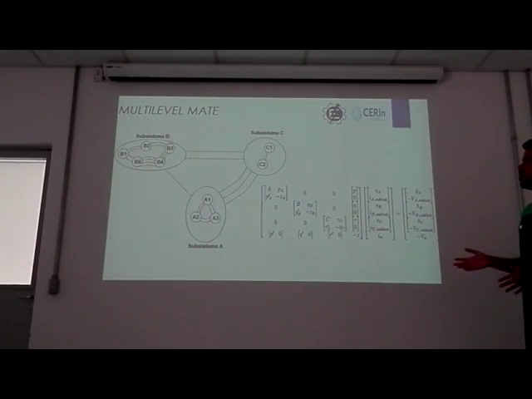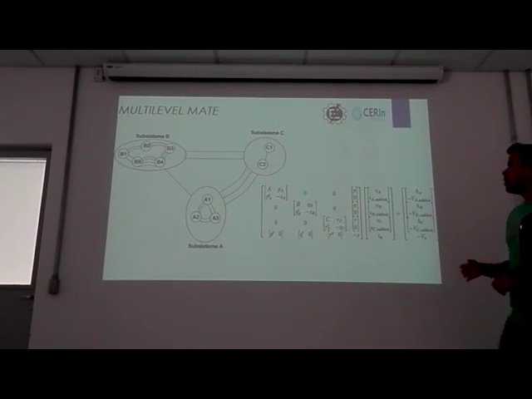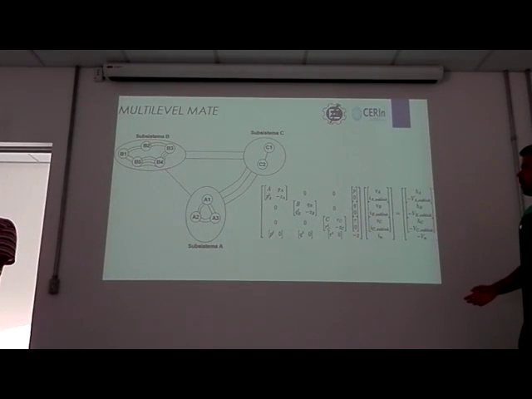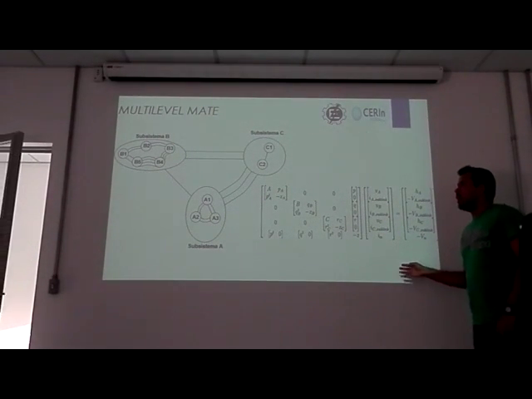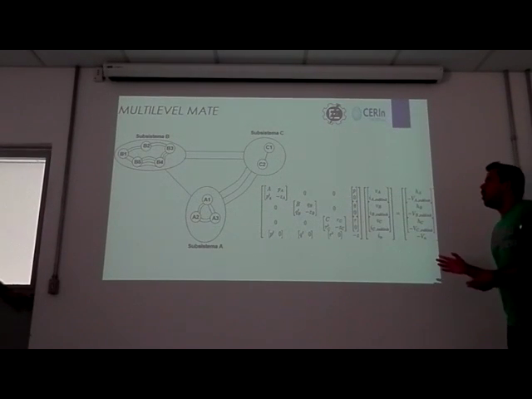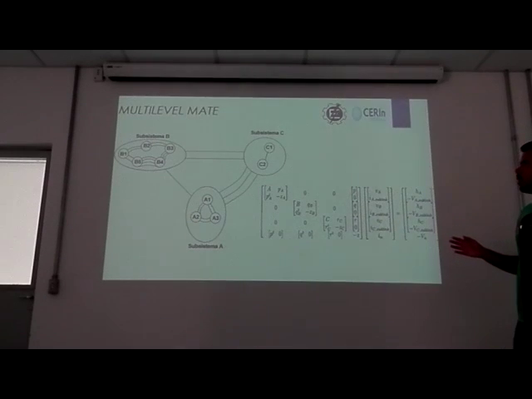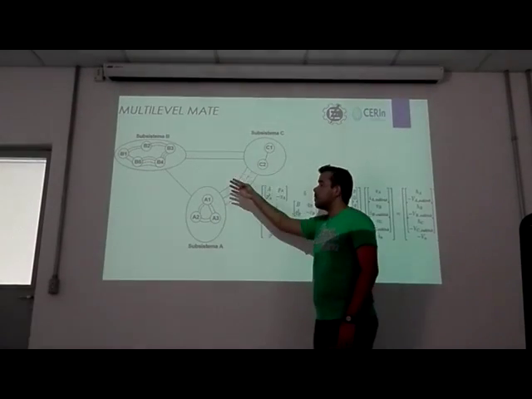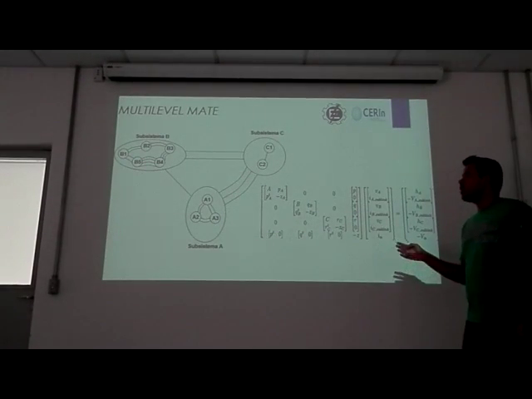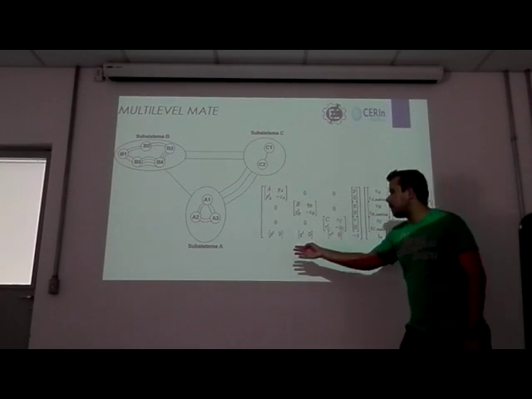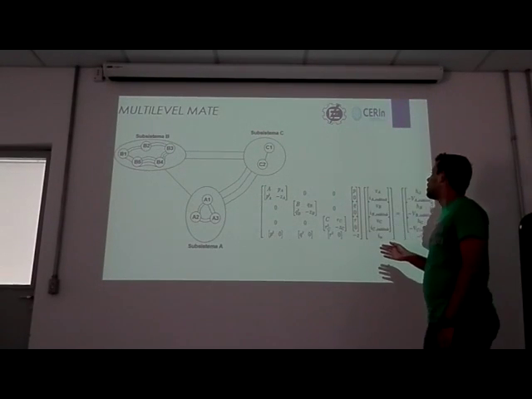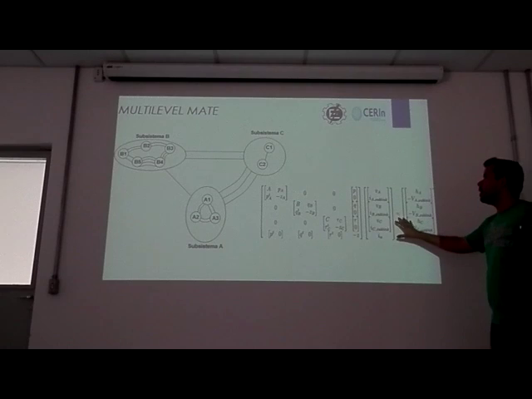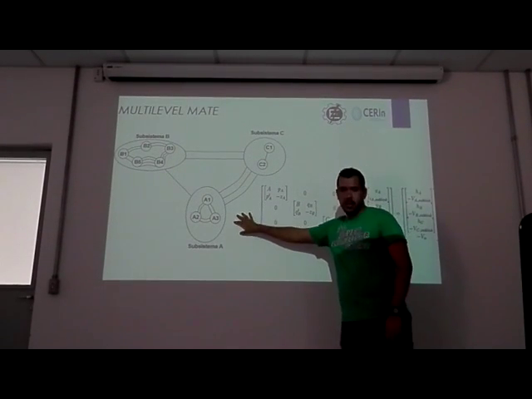Multi-level MATE concept. We use this figure right here to represent a multi-level MATE, and we can see that the multi-level MATE is an extension of the MATE concept. What we have done here is divide each subsystem into sub-subsystems. For example, in subsystem A, we have three subsystems. And when we solve this matrix represented right here, we can find the solution for this system here.